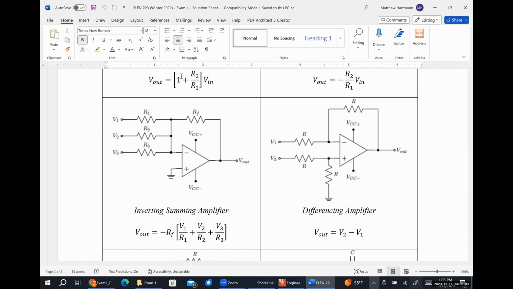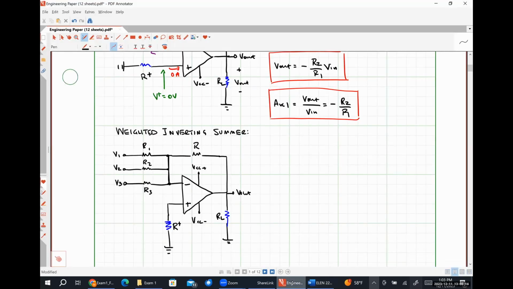Did that answer your question, Walker? Okay. And I'm going to post that equation sheet on Canvas for you guys so that you can see it and get used to it here shortly.